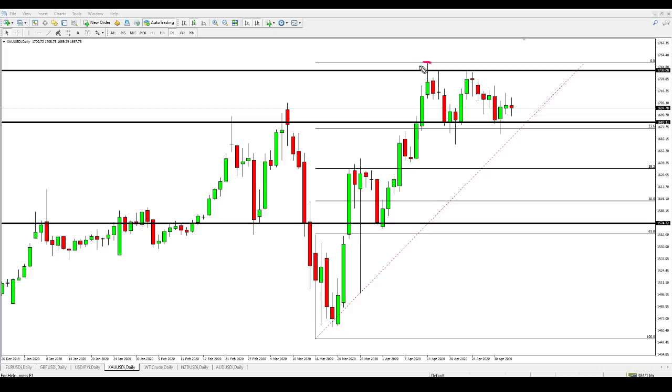Very possible that we could have a double top here. The best way to tell that this would actually be a double top would be if price were to break underneath and hold that level to continue lower, okay?